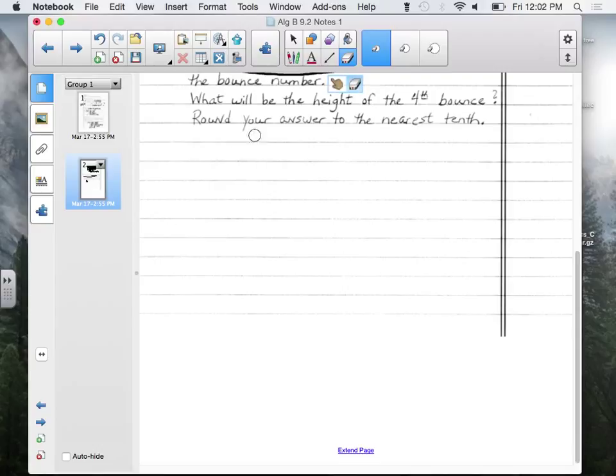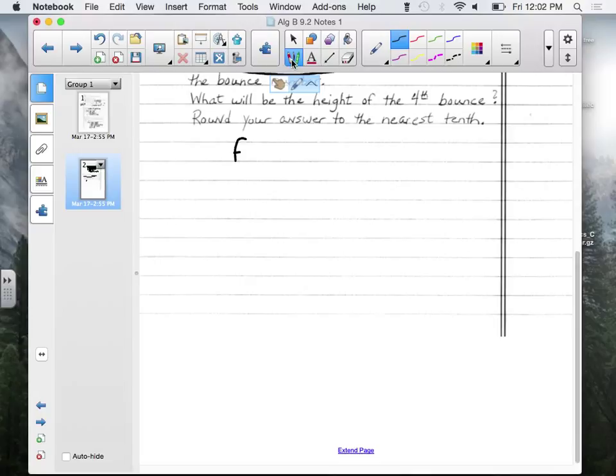Why is it writing double? What is x representing in this? Not height. Well, x can represent any bounce number, right? Whether it's the second bounce, the sixth bounce, whatever bounce it is, x is representing the bounce number. Bounce number. Yeah.